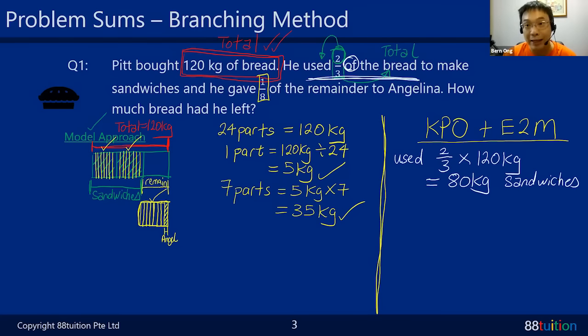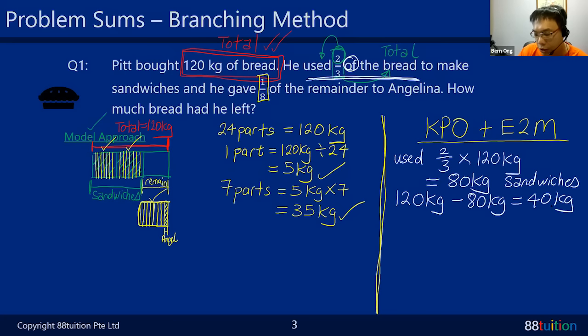Then what happened? Here you can activate your KPO. KPO means go and find out more information. I got 120 kg of bread. I make sandwiches, 80 kg worth of sandwiches. So I go and find out more information. 120 minus 80 is what? 40 kg. So what is 40 kg? 40 kg is considered the remainder. Correct or not? So this one uses KPO. You can just go and find out more information.